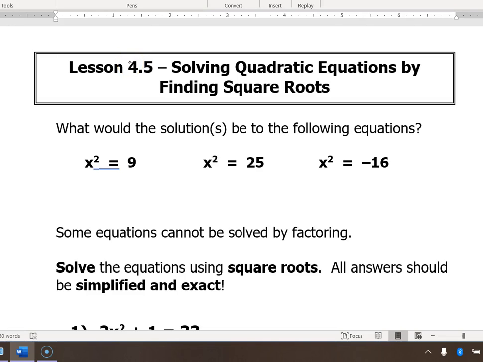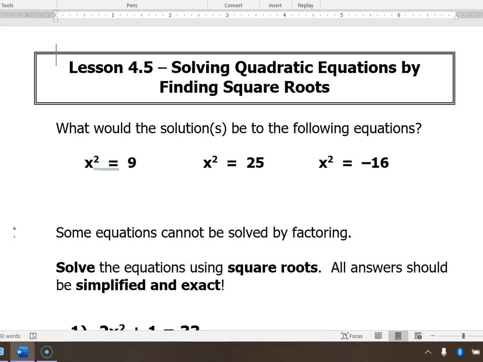Lesson 4.5 is all about solving quadratic equations by being able to find square roots. So let's just flash back to simplifying square roots here. All right, so what would the solutions be to the following equations?